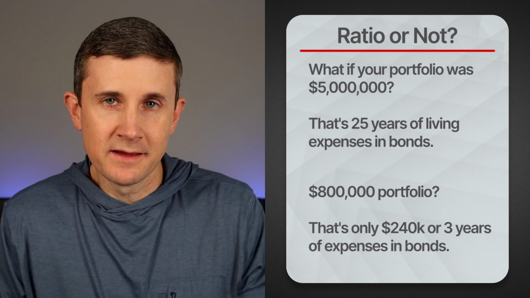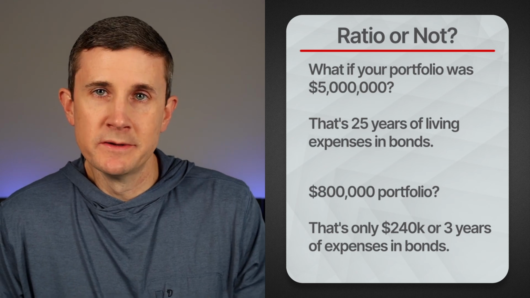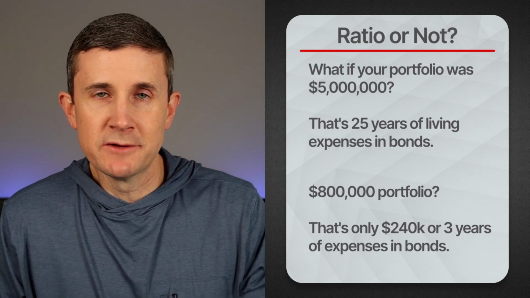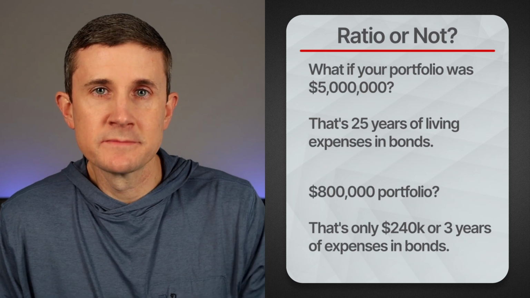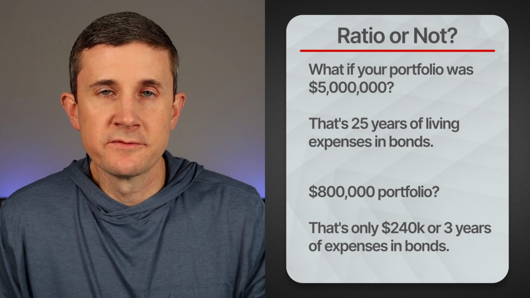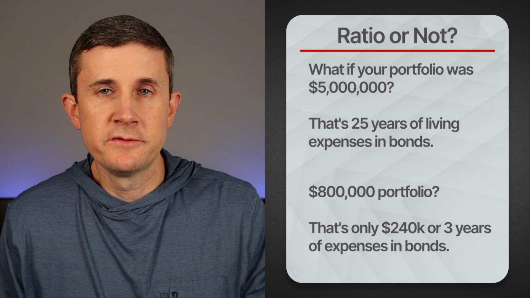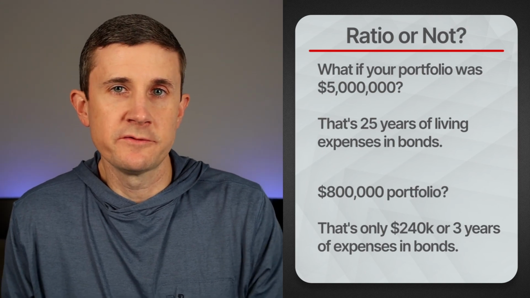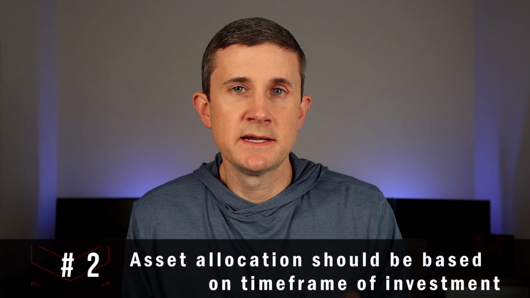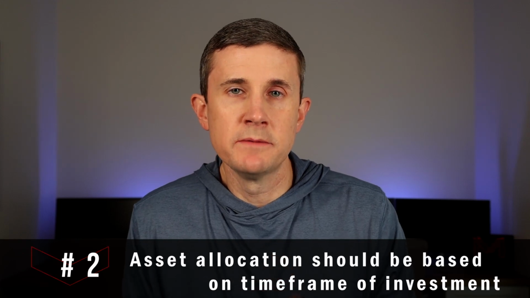And to be honest, in that case, I would just suggest that you actually work more instead of starting a 10% annual withdrawal rate, but that's another subject. So yes, in many cases, asset allocation ratios will work just fine, but they are too general to be a one-size-fits-all strategy. All right, takeaway number 2 is asset allocation should be based on the time frame of your investment.